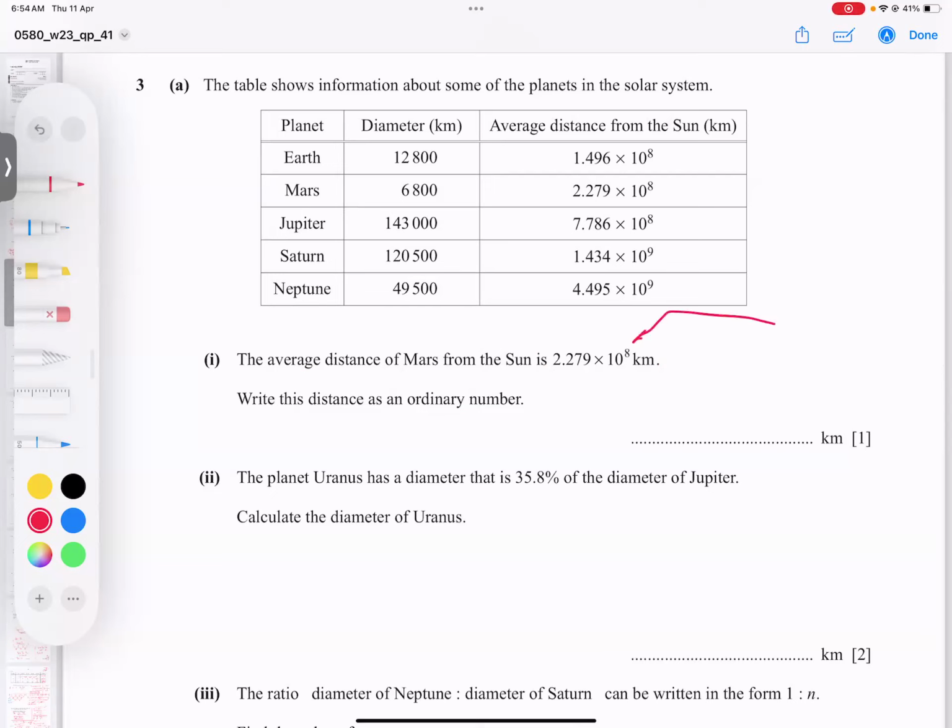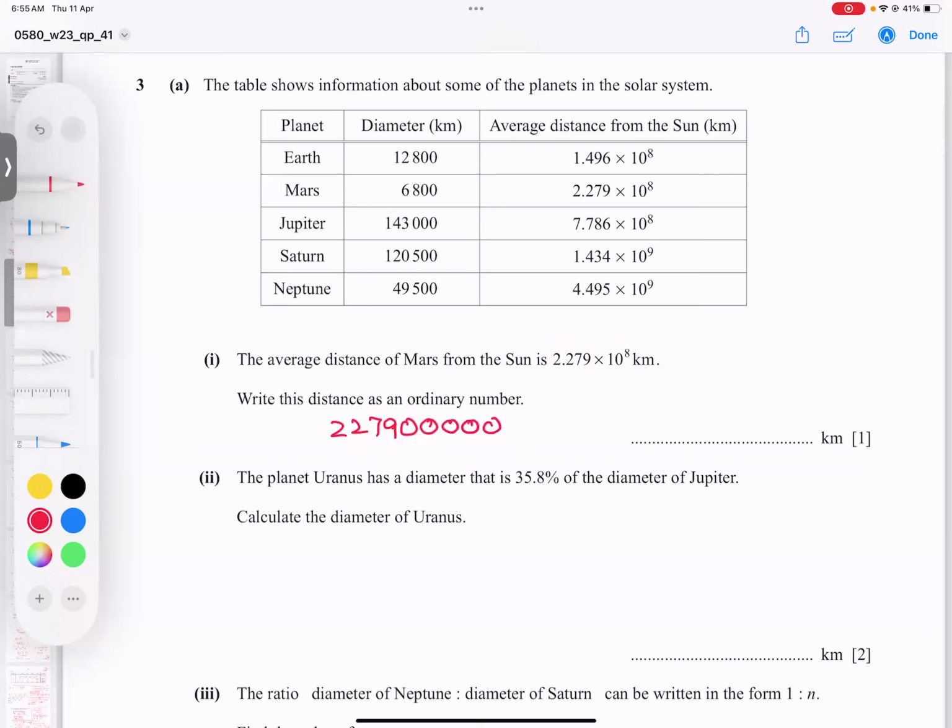Power 8. So first, this number I will write: 2279. After that we have nothing, and we put some extra zeros. Power 8 means the decimal will jump to the right side 8 times. For example, the decimal is here, it will jump 8 times: 1, 2, 3, 4, 5. So I will put 3 more zeros.